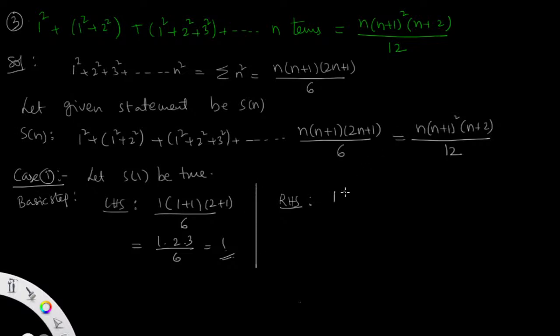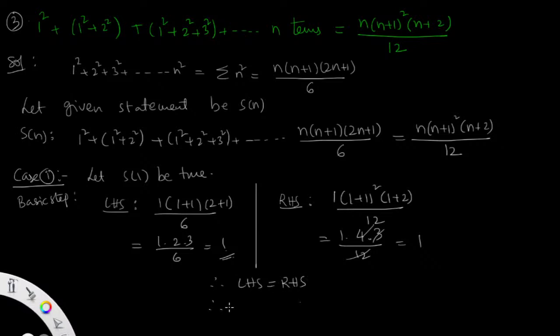RHS, you take 1 into (1 plus 1) whole square into (1 plus 2) divided by 12. That is 1 into (1 plus 1 is 2), 2 square means 4, 1 plus 2 is 3, by 12. 12 means cancel out. That is also 1. Therefore, LHS is 1, RHS is 1. LHS equal to RHS. Then we can say that S of 1 is true. This is the process of S of 1.